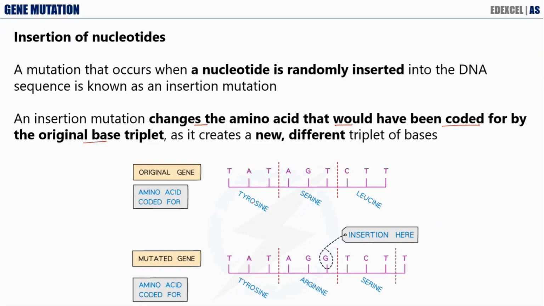In the original sequence, the amino acid sequence is tyrosine, serine, and leucine. But because of the insertion of the new nucleotide here, from this particular codon onwards, the rest of the amino acid sequence will be changed. First is tyrosine. Now instead of serine, we have arginine. Instead of leucine, we have serine, right? And so on will be taking place.